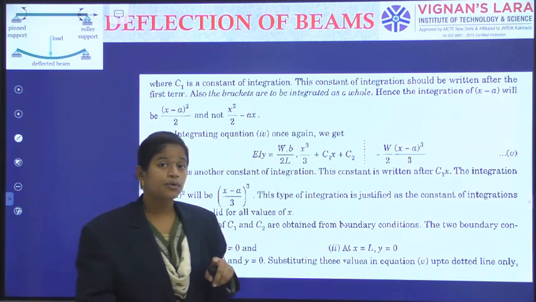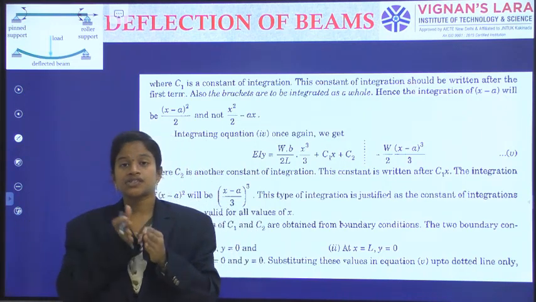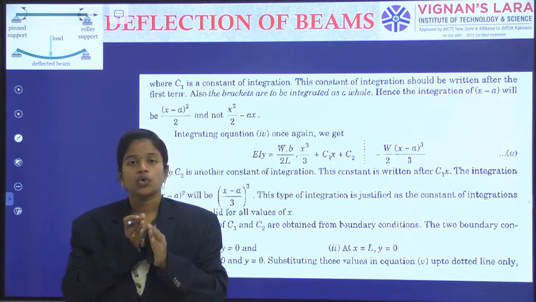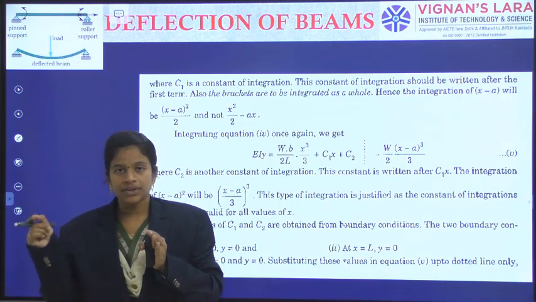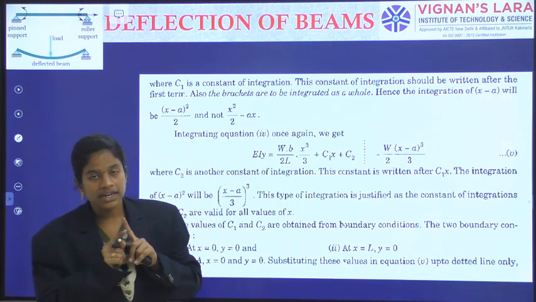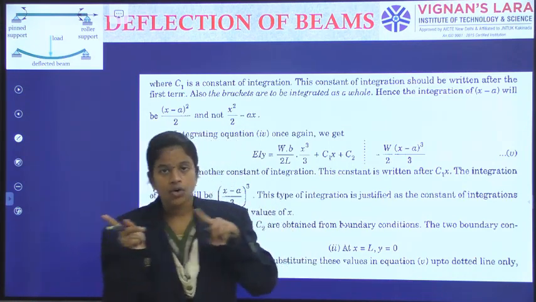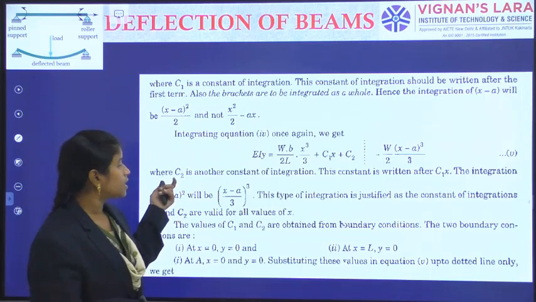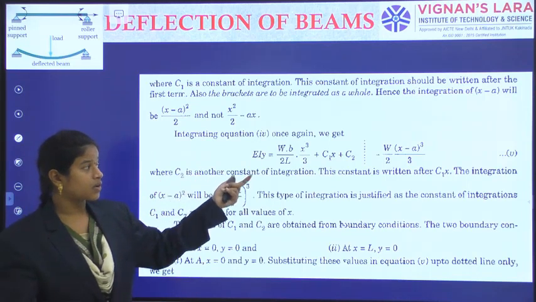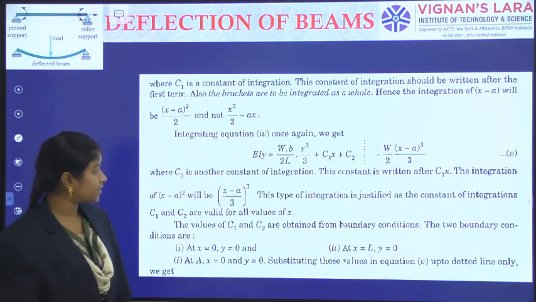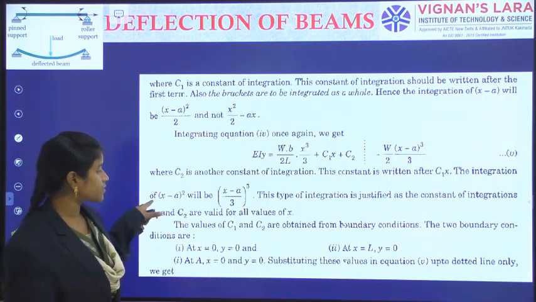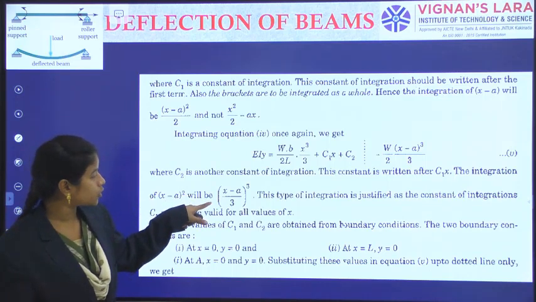And in the last step we have said, up to the first dotted line means when you are considering any point in between A and C. Once you are considering any point between C and B, you have to consider the whole equation. Now, C2 is another integration constant, written after C1x. The integration of (x minus a) whole square will be (x minus a) whole cube by 3.